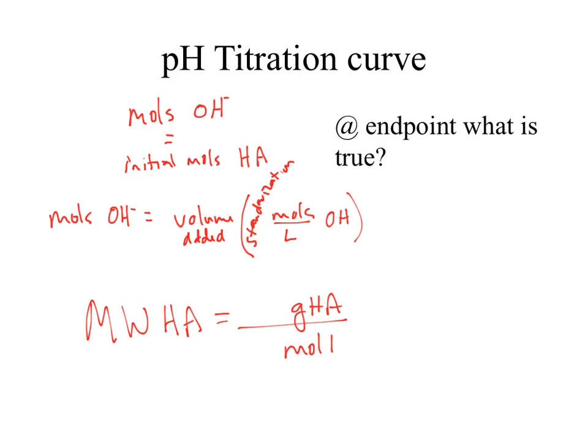Do we know the moles of our acid? Yes, we can solve for that as we just did above. Do we know the grams of our acid to make that mole amount? Yes, because we weighed it out. That was roughly our 0.4 grams. Okay? Questions about any of that?